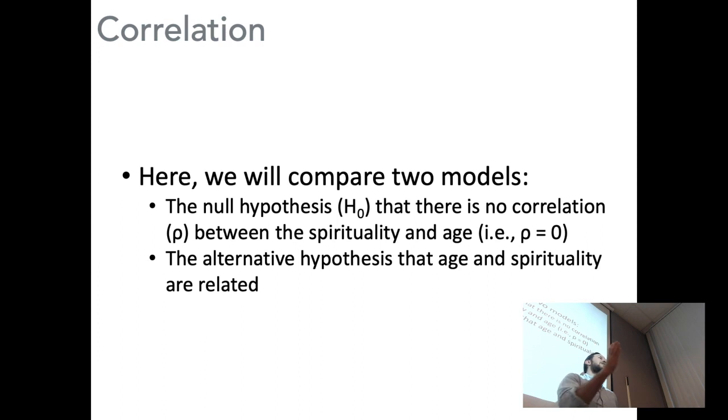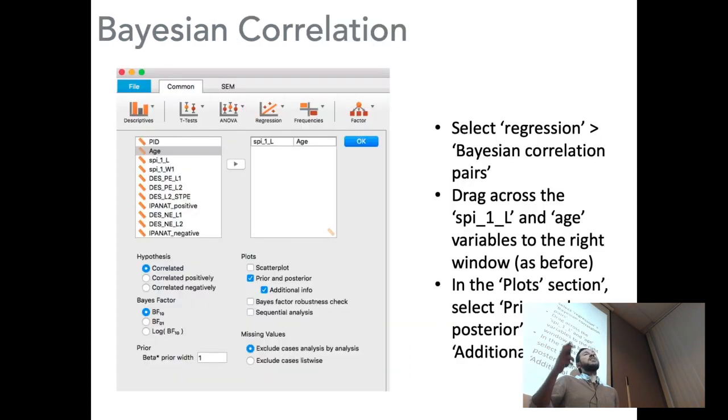So to do this, we're going to be comparing two models: the idea that there's no correlation between spirituality and age, and the alternative hypothesis that these two things are actually related. In order to do that, go up to the screen again, click on the regression tab, and then go down to Bayesian correlation pairs, and you're doing exactly the same thing.